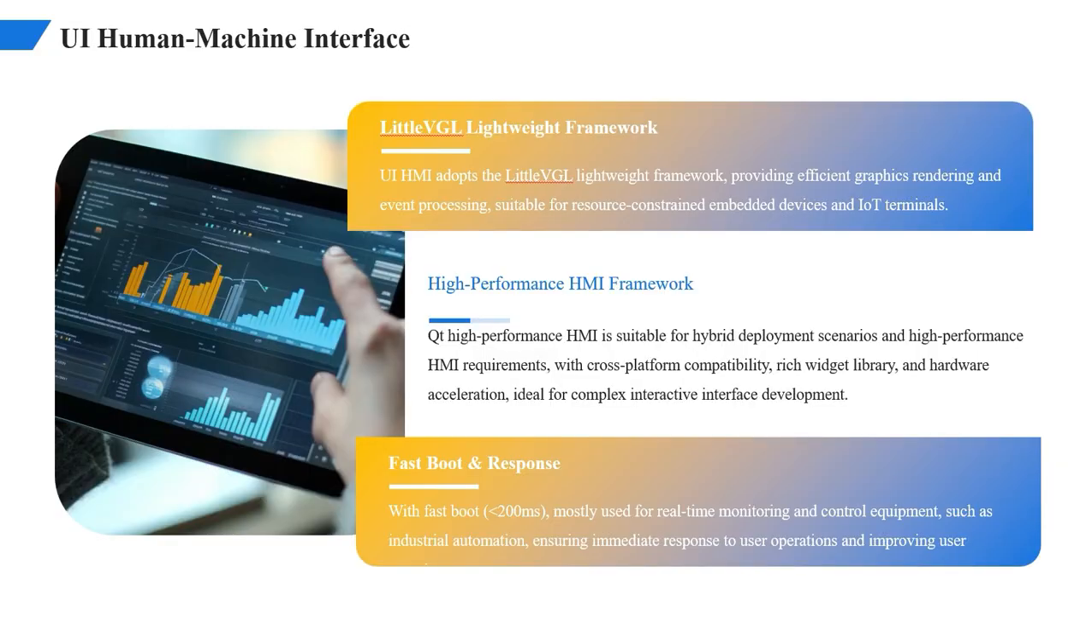And about the HMI, RuiQing HMI offers refresh rates under 200 milliseconds, critical for real-time monitoring, including for resource-constrained devices. We provide lightweight LVGL, light and versatile graphics. For demanding applications, our Qt-based HMI supports cross-platform capabilities and hardware acceleration, ideal for complex industrial control interfaces.